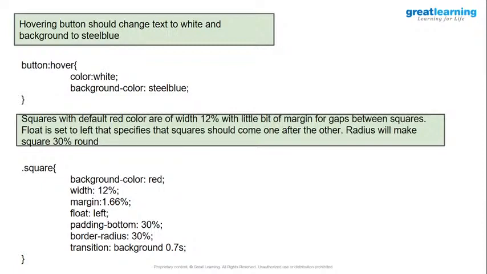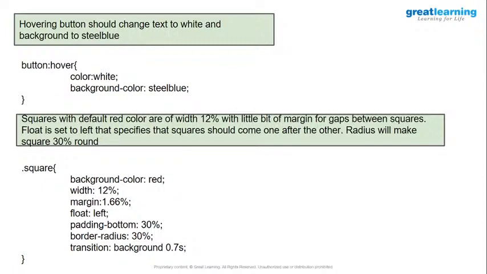Now the square ID that we use, we will change the background color to red, width and margins will be set, float will be left, padding, border size, border radius. This is why the squares are not looking like squares, right? The borders are trimmed. So this is with the help of border radius.